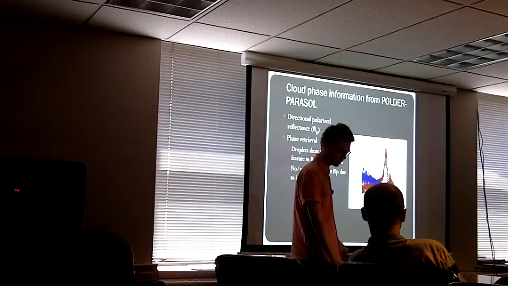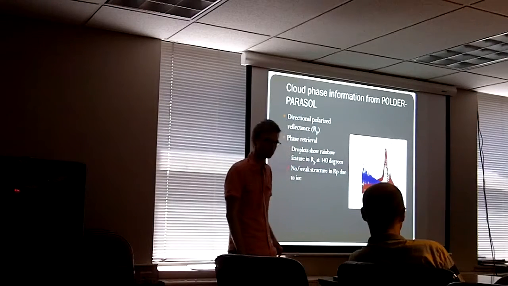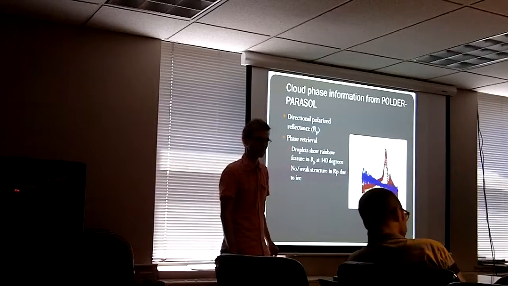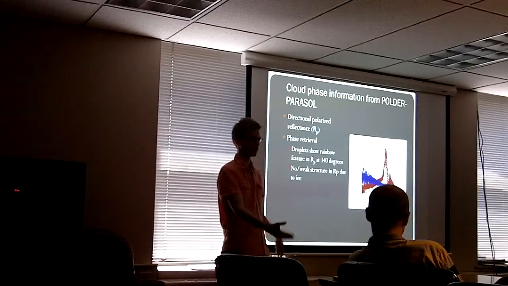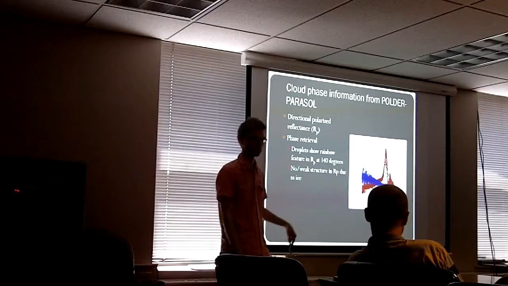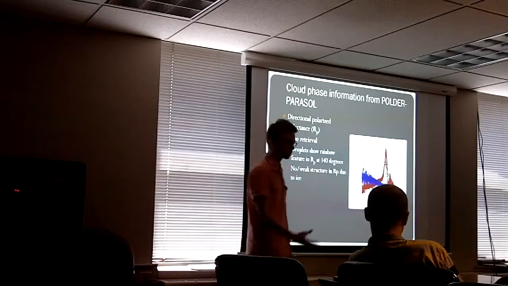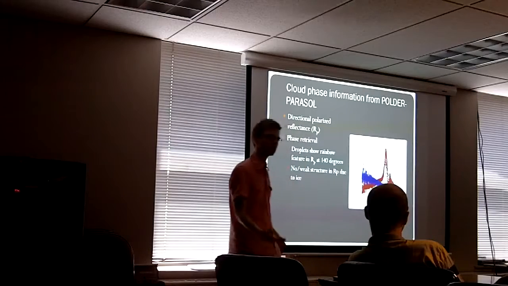So you see the rainbow in polarized light even when you wouldn't see it in visible light? Yes. Again, because it's low order scattering, and the multiple scattering sort of wipes out the rainbow. So for any liquid cloud, you would see a rainbow feature.